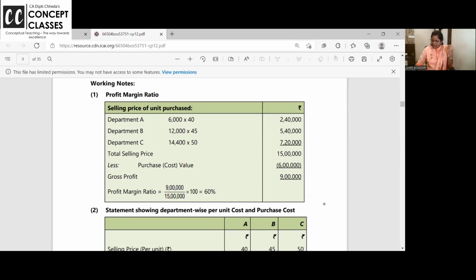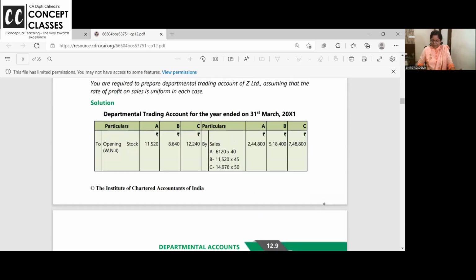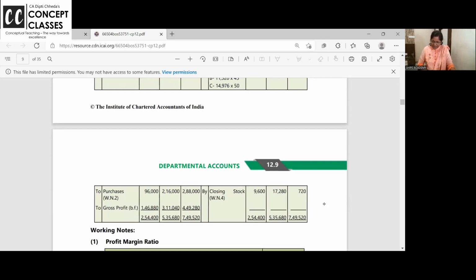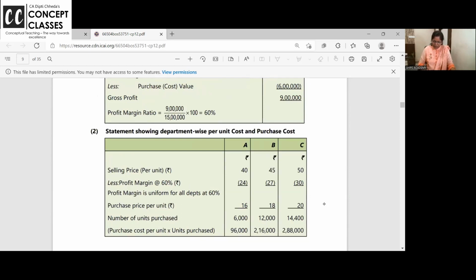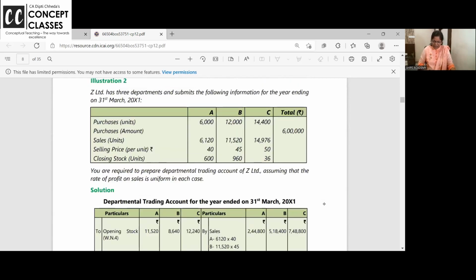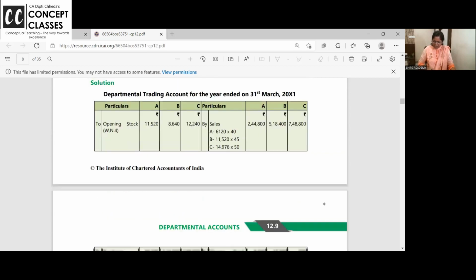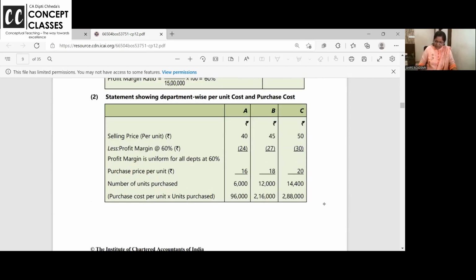The profit margin is not given, so now it is clear to you, the profit margin has come. It is a very easy problem, still I am revising it because I don't want you to lose marks. In departmental accounts, the secret is known, the same questions are asked, why lose marks? So what is your profit margin? 60%. Okay? So it's like 60% on sales. Clear? Now, selling price is given to you per unit. You came to know the profit margin per unit, and the profit margin per unit is the same. It is given to you, the rate of profit is uniform. So can I say, even if you are selling A product at 45 and B at 45, 60% is your profit margin.